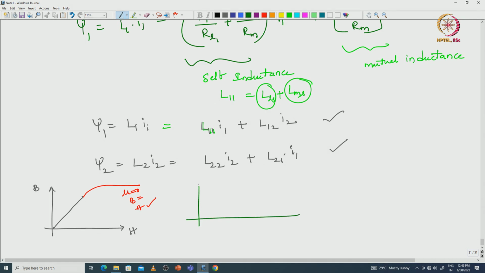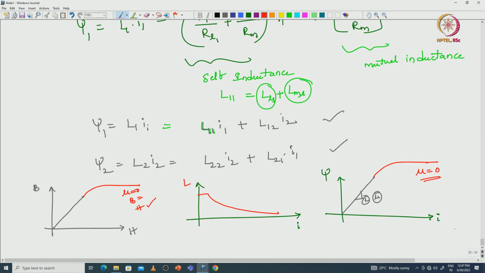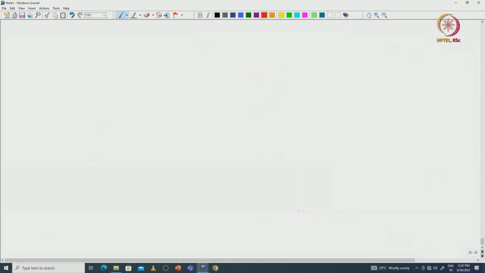And the inductance versus current waveform is also the same, it will vary in this fashion. Inductance versus current, and flux linkage psi versus current, will vary the same as the BH curve. In the linear region, it will be constant with a slope L, or we can represent it in terms of mu also. In the non-linear region the core will saturate and you will see the flux linkage versus current waveform in this fashion, where mu equals 0. This is the analysis with respect to the multiple winding excitations.